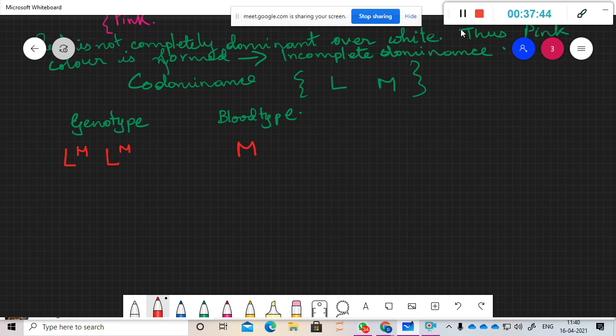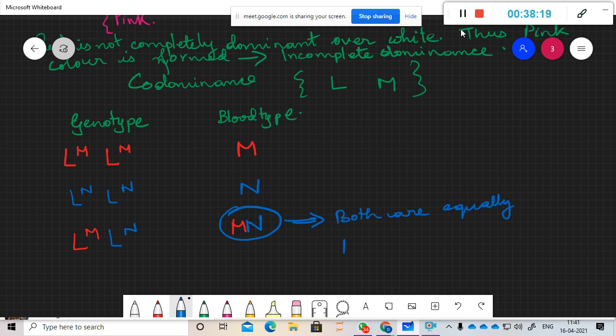Now if the genotype is LN, blood type is N. But if it is LM, LN, the blood type is both MN. Both of them are present. And this phenomenon is known as codominance.